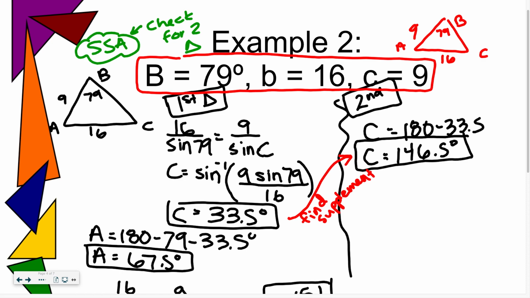Anybody else find out there wasn't a second triangle another way? Trevor? When I solved for angle A, it was negative. Some people might go forward and solve for angle A, but if angle C is 146.5 and angle B is fixed at 79, you're over 180. So it doesn't make sense. There is no triangle. No second triangle exists. Okay. Angle A would be negative.